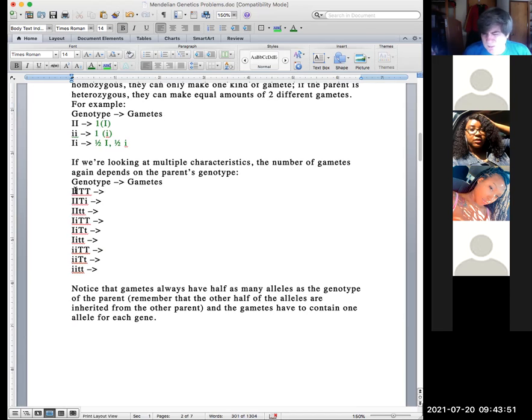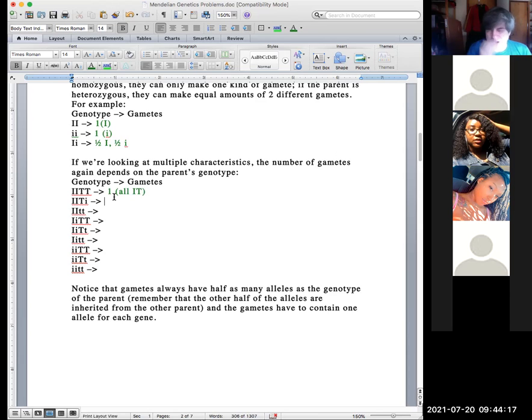So if we look at somebody whose genotype is big I, big T, they can still only make one type of gamete. All their gametes will be big I, big T.